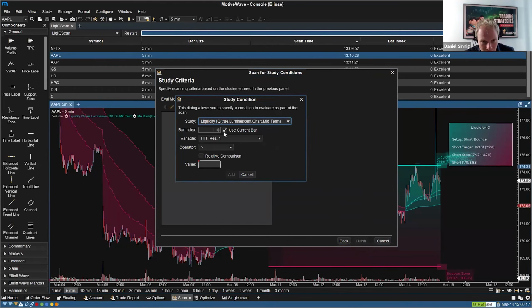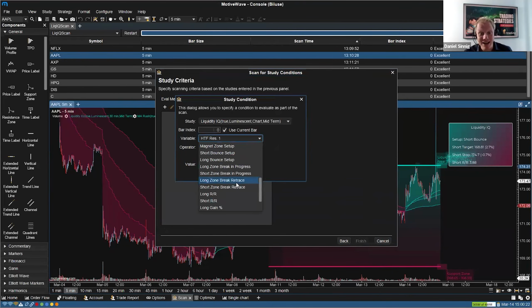So just by selecting Liquidity IQ here and going to the variable tag, and if you scroll down here, you can, for example, scan whether we currently have a resistance zone break or support zone break, whether price is in between zones, whether we have a magnet zone trade setup, whether we have a short bounce setup, a long bounce setup, whether we have a long zone break in progress, a retracement setup in progress. And you can even add in conditions such as I only want to see the setups where my risk reward is above a certain level or below a certain level, if that's what your trading style might be.